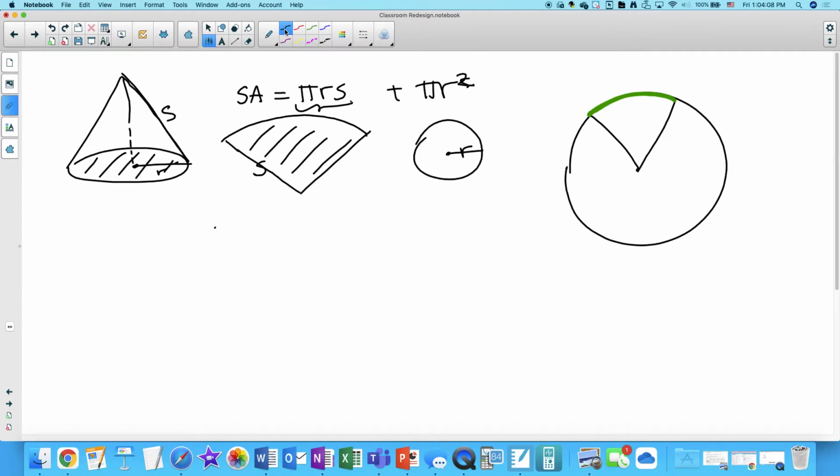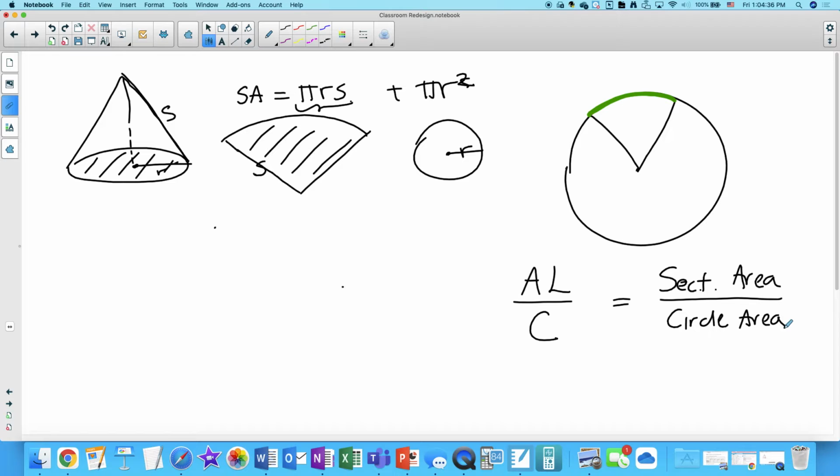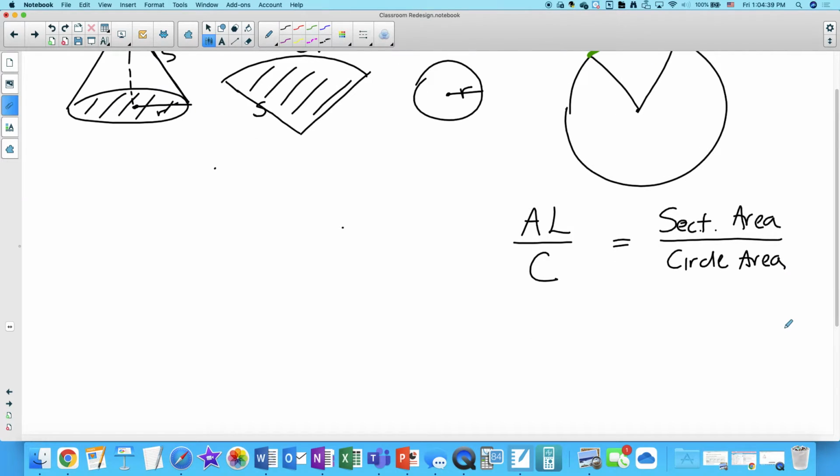Okay? And it just so happens that the arc length over the circumference is equal to the sector area over the circle area. Okay? And if you actually think about a circle, maybe we just look at a quarter of it, where we can see exactly what proportion that is, it kind of makes sense.